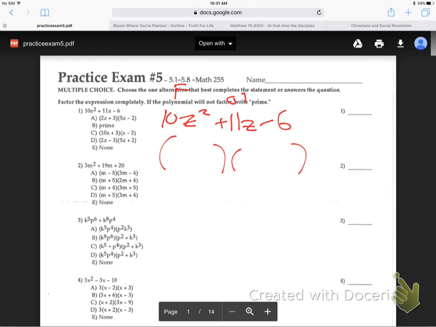So let's do FOIL. Front times front to be front. What times what is 10? 5z, 2z, right? 5 times 2 is 10, or 2 times 5. The order on the first two doesn't matter, but the order on the back two will.